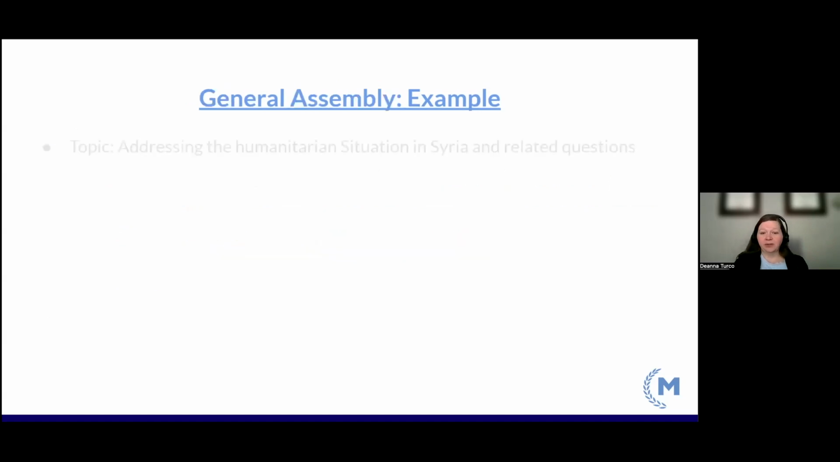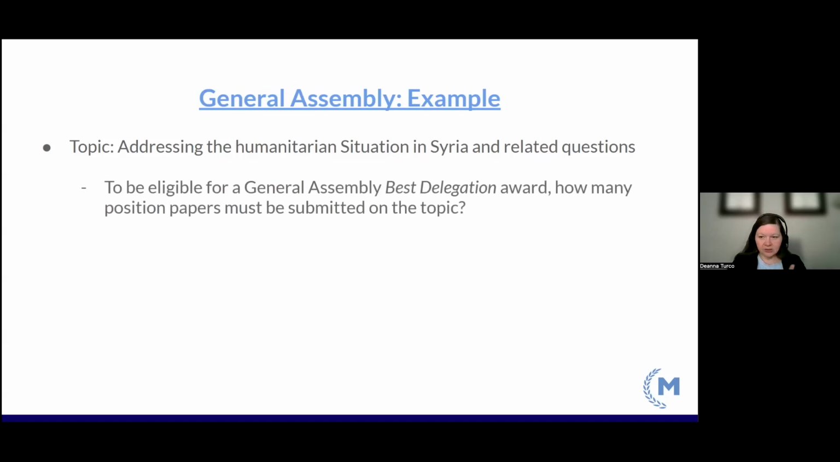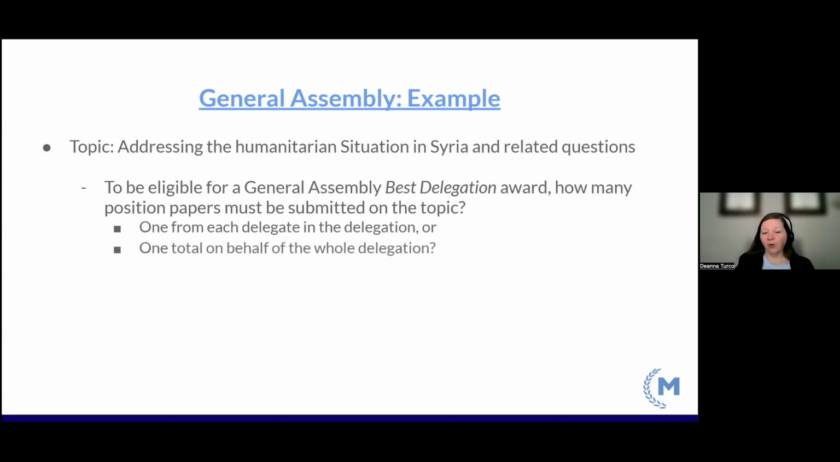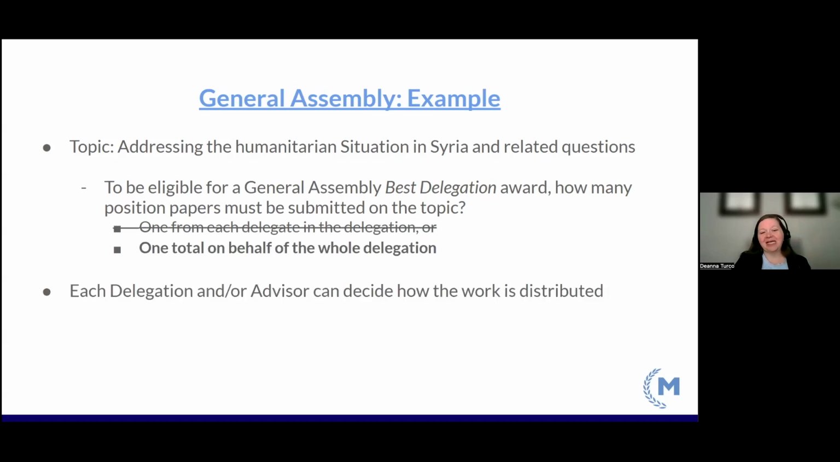Now let's switch over to the General Assembly. The topic for the General Assembly is addressing the humanitarian situation in Syria and related questions. So I'm going to turn this around, not a trick question, but see if you were listening to what I said earlier: to be eligible for a General Assembly Best Delegation Award, how many position papers must be submitted for the Syria topic? Multiple choice: 1 from each delegate within the delegation, or 1 total on behalf of the whole delegation. Pause for effect.